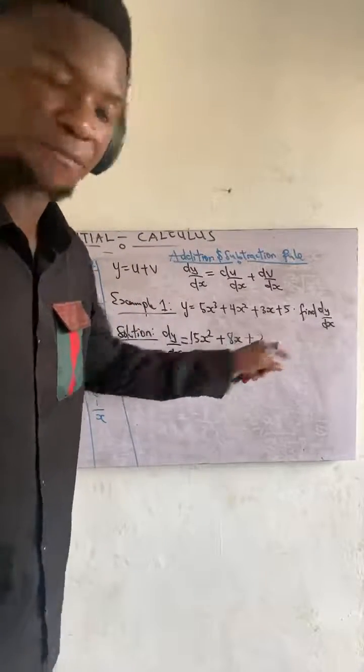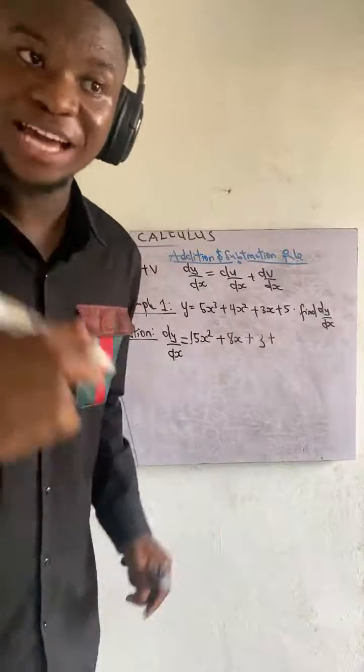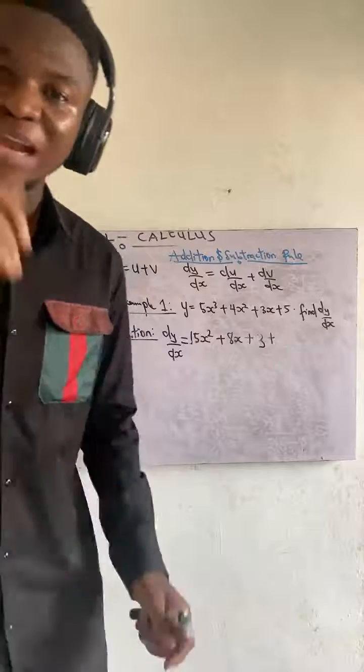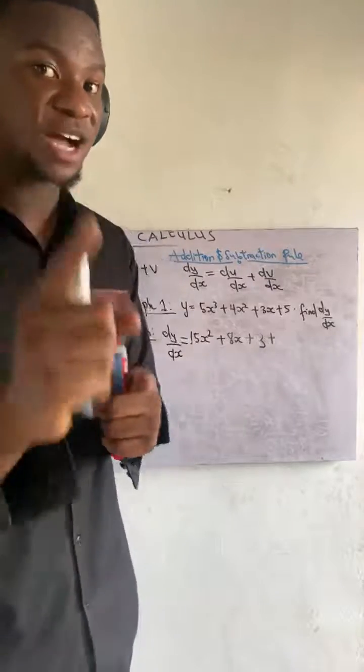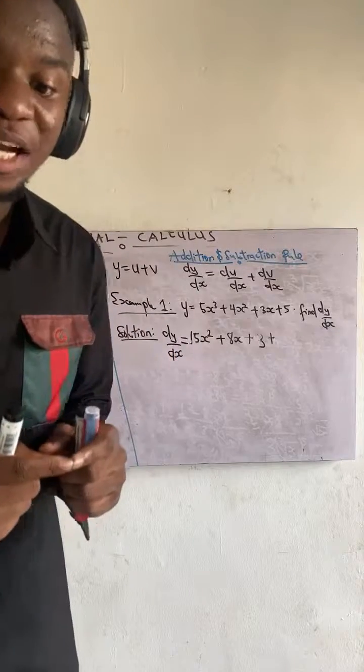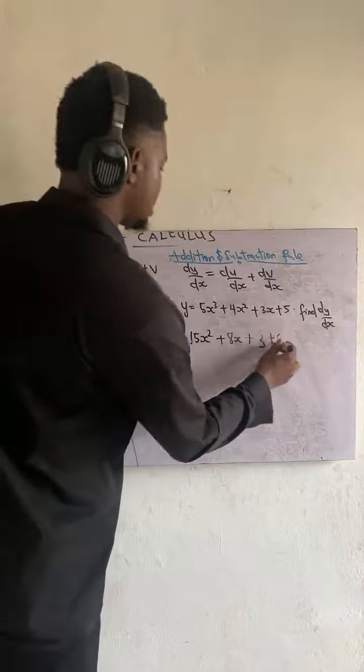So this will now be 3 times 1. So plus, and remember, the first law I gave you is that whenever you are differentiating a constant number, the differentiation of a constant number will give you 0. So this will be plus 0.